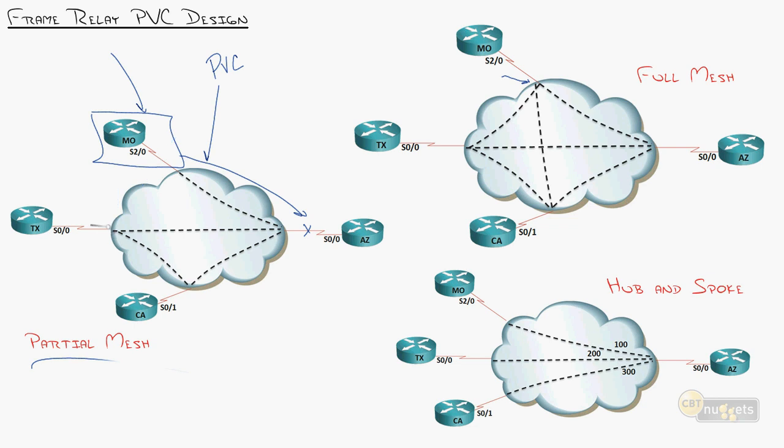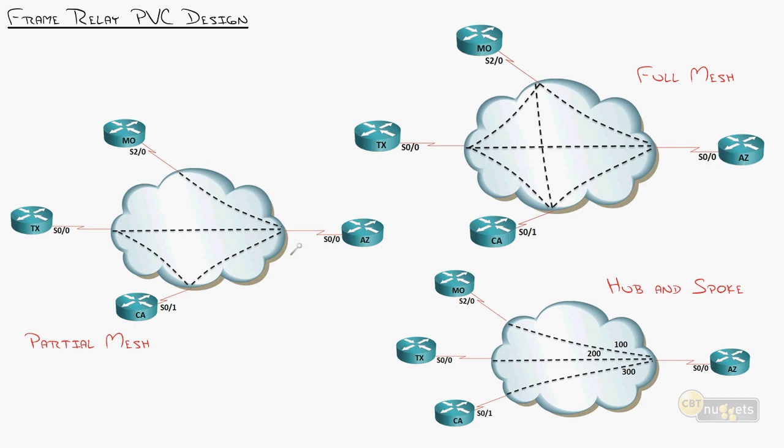But on the high side, Missouri has a relatively low cost connection compared to some of these other sites. For instance, California has two virtual circuits, one to Texas, one to Arizona. Arizona has three virtual circuits. So how you design this is really dependent on your budget. It's a big trade-off: dollars versus redundancy.